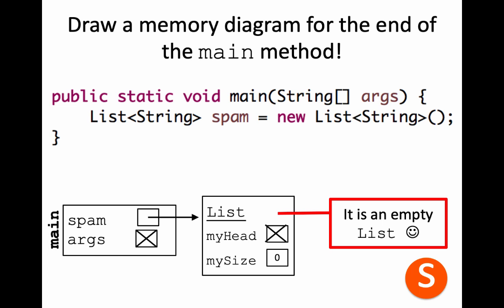It's not going to be a null reference. It's not going to be a list node with nulls in it. It's going to be this thing where we've got a list where the myHead is null and the mySize is 0.